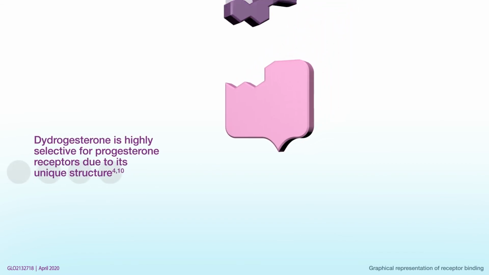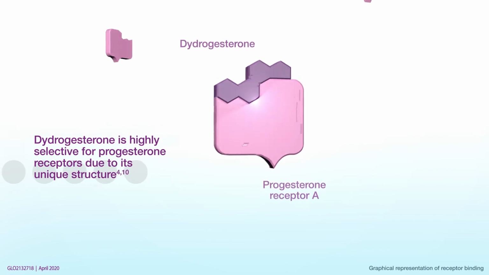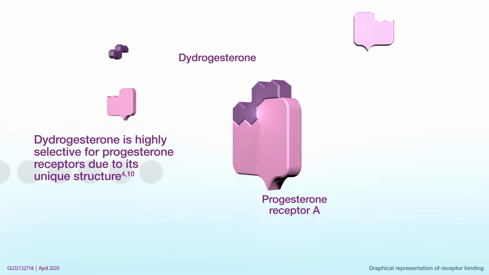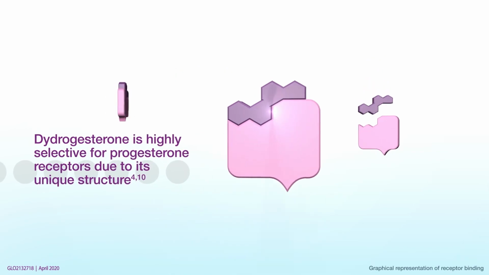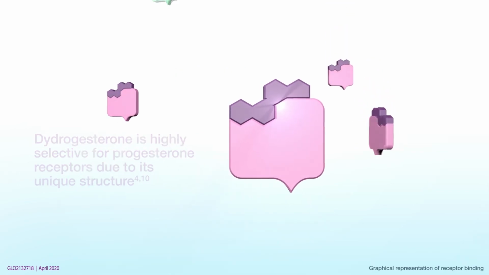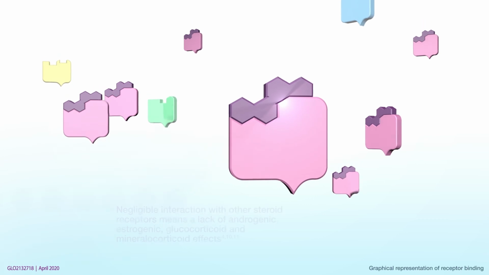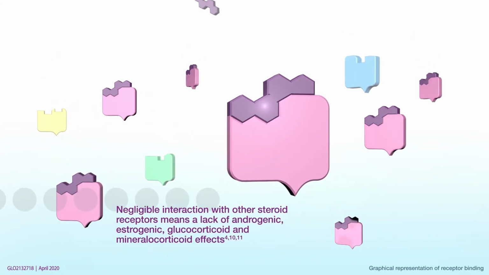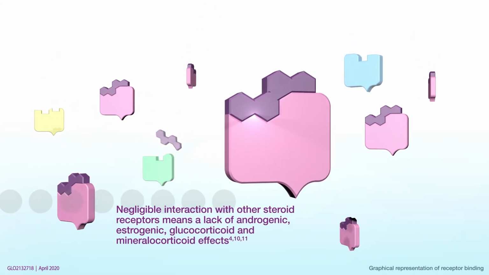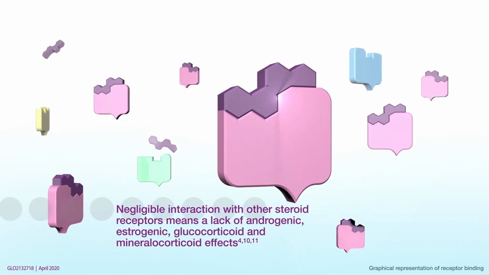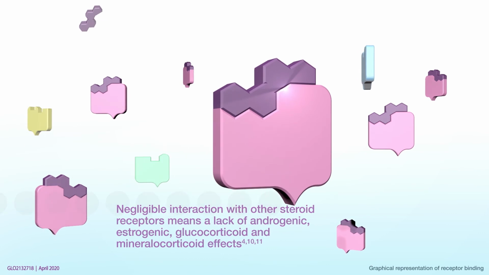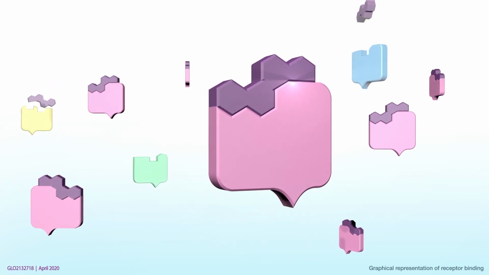The bent conformation of oral dydrogesterone enhances the rigidity of the molecule compared to progesterone. Due to its unique structure, dydrogesterone is highly selective for progesterone receptors, supplementing deficiency of endogenous progesterone. It has negligible interaction with other steroid receptors, resulting in a lack of androgenic, estrogenic, glucocorticoid and mineralocorticoid effects that can occur with other progestogens.